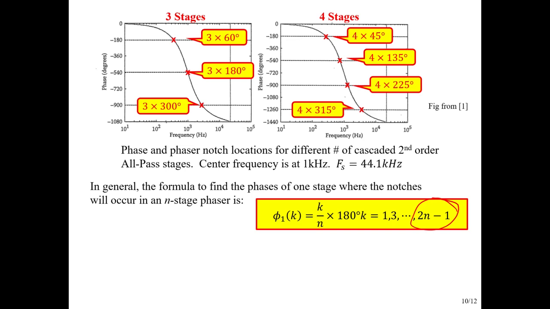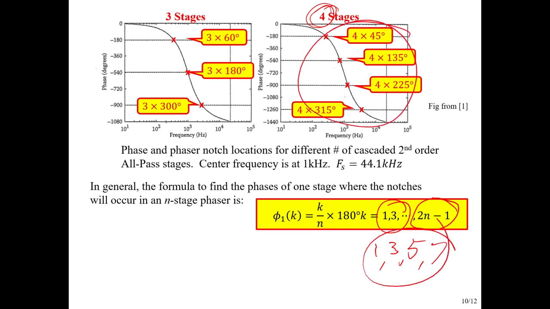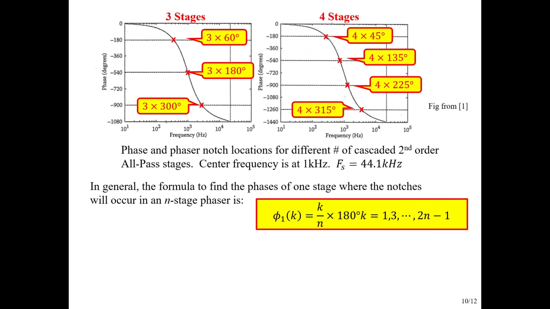So let's plug in 4. So that's not how many notches, I just misspoke. That's the largest integer that we'll get, but we're going up only in odd. So for the 4th stage, we would go up to 7. So it'd be 1, 3, 5, 7, 4 notches. So that's how you figure that out.